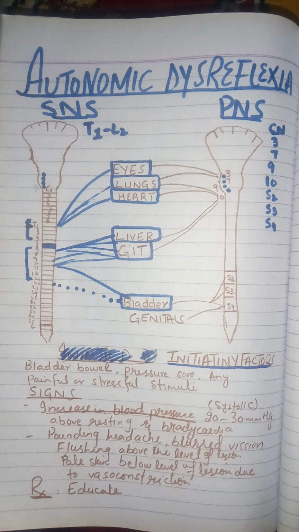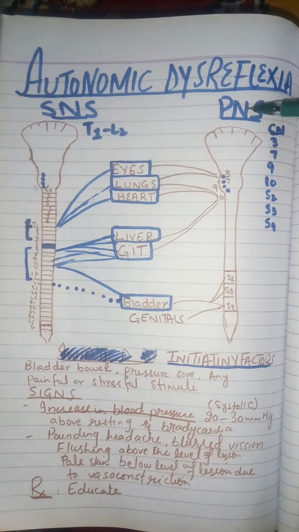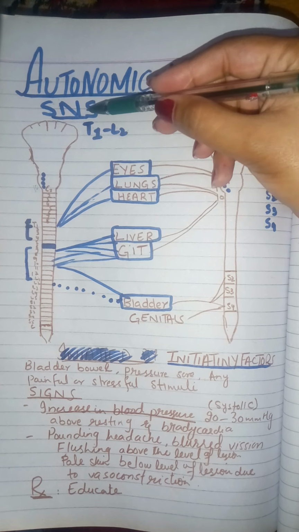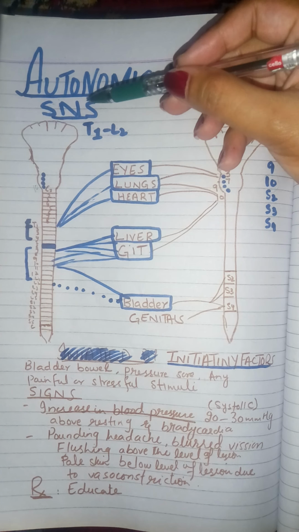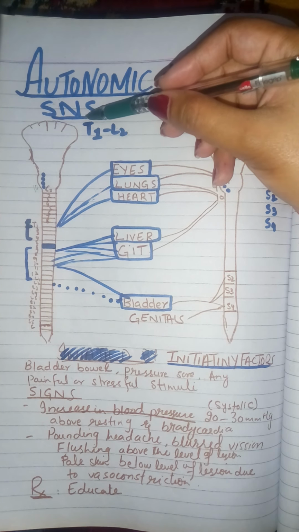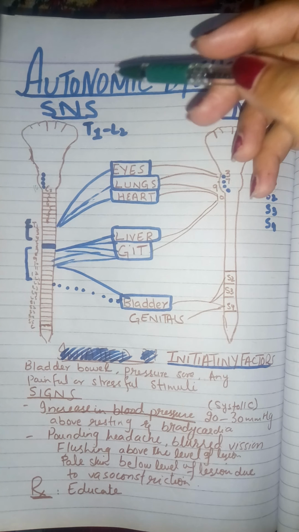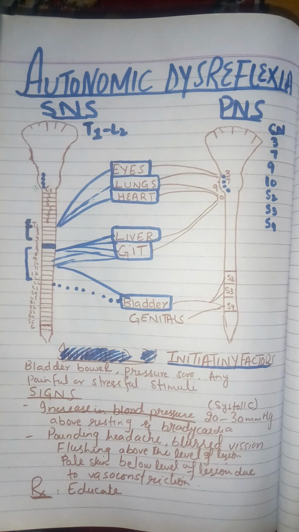In other words, the parasympathetic nervous system loses its control on the sympathetic nervous system. The sympathetic nervous system keeps on activating the body system to increase the blood pressure, resulting in massive hypertension that can have a devastating effect.